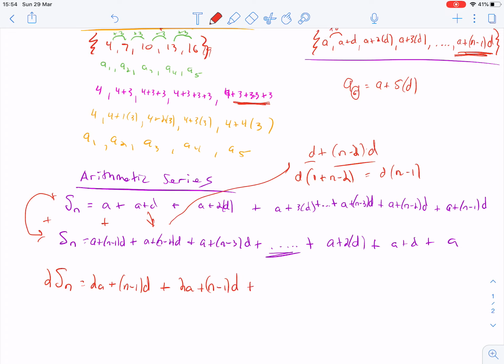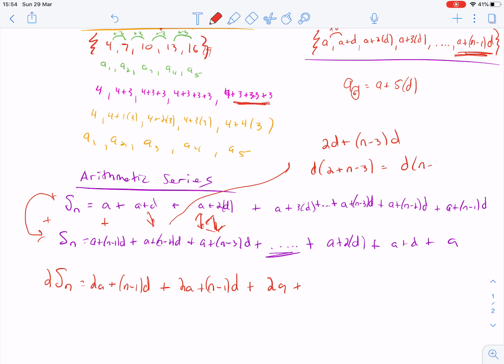And then if we added these terms, it would give us the same thing. So I'll show you. So if we got our a's, obviously our a's are going to still be the same. A plus a is 2a. And then we get 2d plus n minus 3d. Factor out the d's. We get 2 plus n minus 3, which equals d times n minus 1. Works every time. Cool.